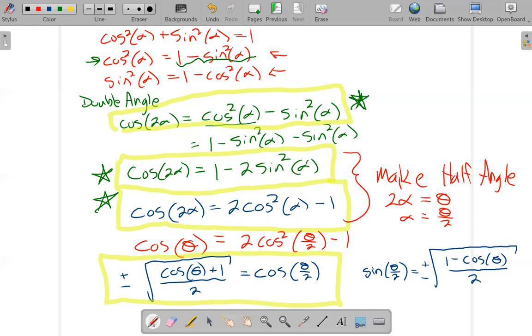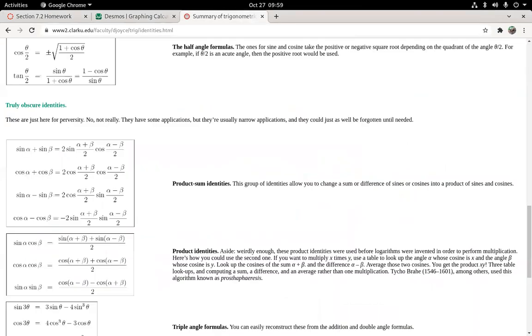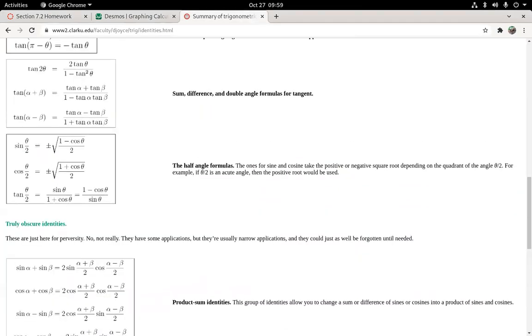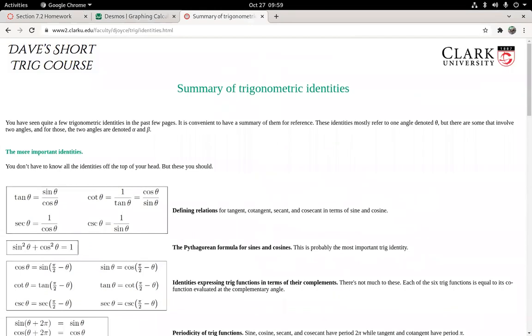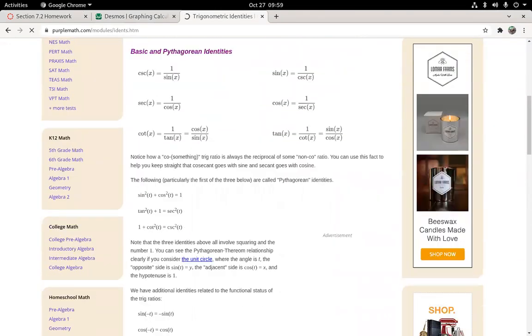Should you memorize these two? You can look them up when you need them if you don't know how to use these to get there. We've developed a lot of identities here, and it's always a good idea to have an identity cheat sheet. There are a lot of them available on the internet. This one right here is the one I was using earlier in videos. This one's from Clark University. This one is from Purplemath.